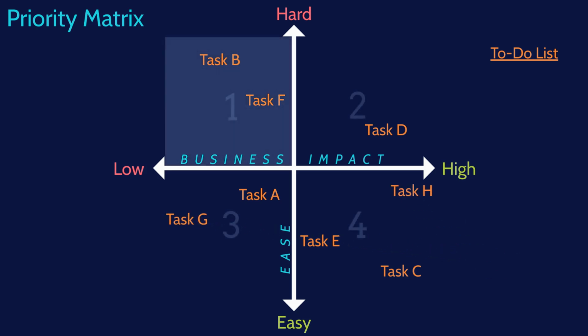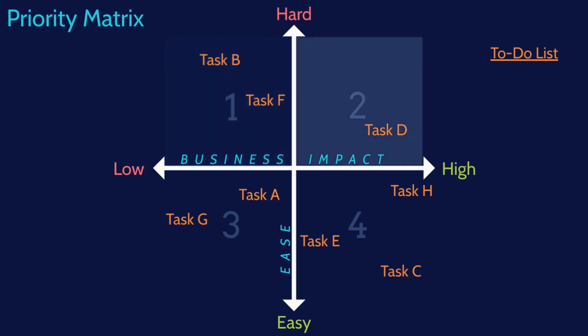Activities in Quadrant 1 will be your hard-to-do, low-impact activities. Consider if you really need to do these, and only do them if they are a precursor to activities with a higher impact goal. In Quadrant 2 will be your hard-to-do, high-impact activities. These are clearly important tasks that you want to ensure you plan time for.